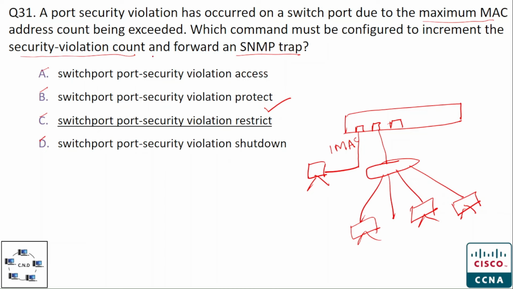the security violation count will be incremented, and this command is used to do this security violation increment. An SNMP trap will be sent to the central management service each time a new device is connected, and the count will be incremented.